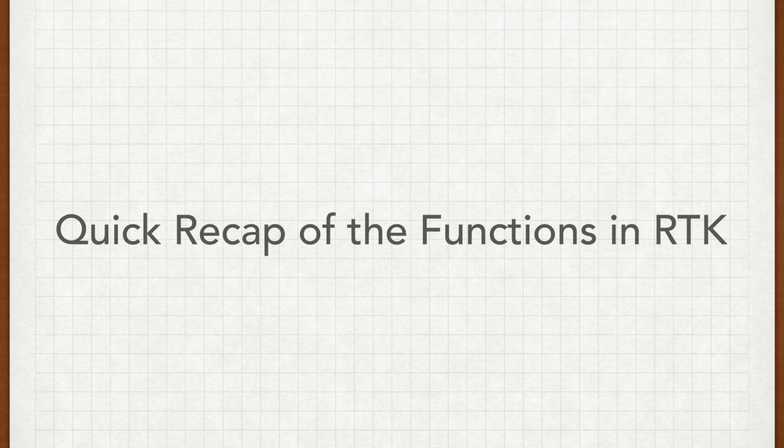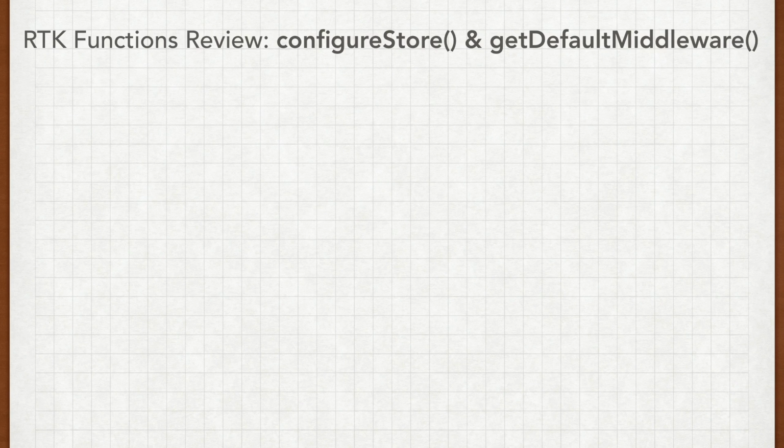Okay guys, now that we're done with that, I wanted us to do a quick recap of all the functions that are provided in Redux Toolkit. The reason why I'm doing this is I want us to really solidify our understanding and knowledge of this toolkit. The first function that we're going to be looking at is called configure store and getDefaultMiddleware. Remember, this replaces createStore from the Redux library. It's like a wrapper that does all the boilerplate for us.